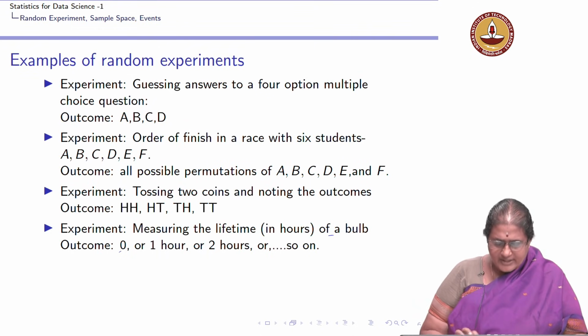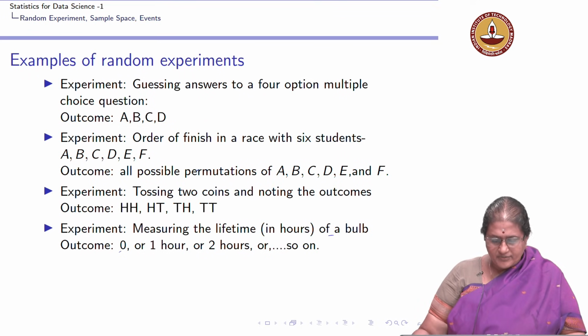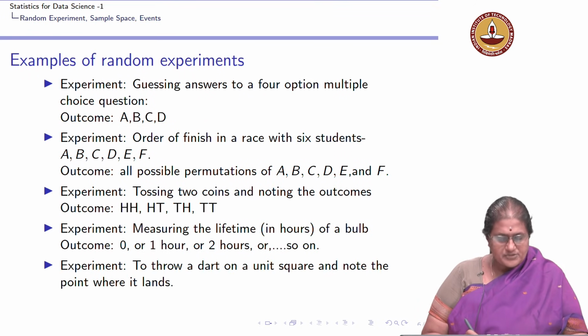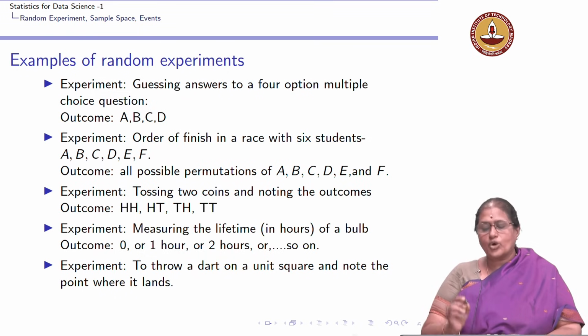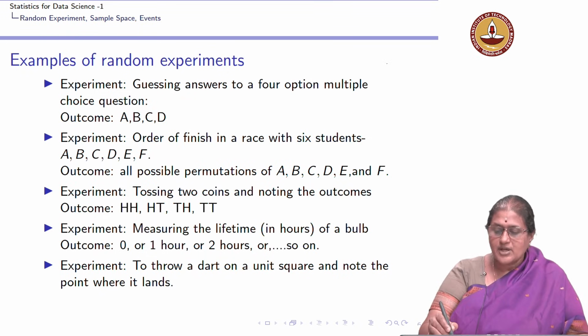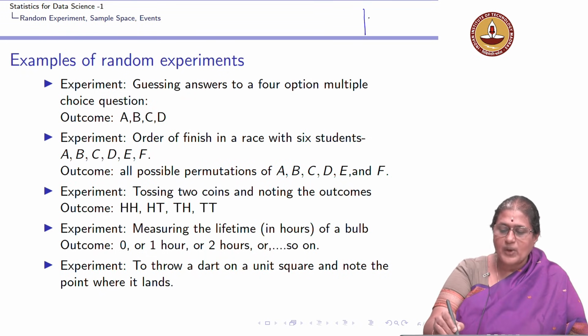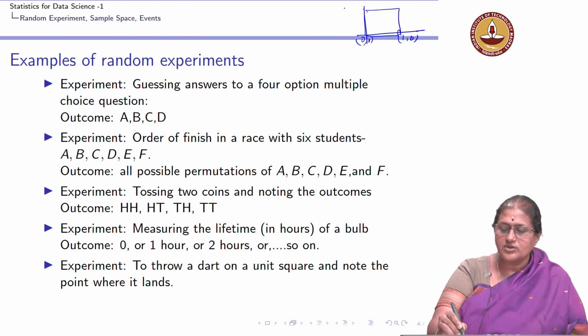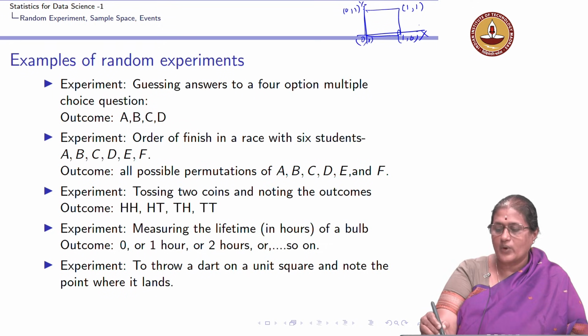Similarly, let us go to the next experiment. The next experiment we are going to look at is the experiment where I am throwing a dart. So, suppose I have a unit square here. For example, this is the point 0, 0, this is the point 1, 0, this is the point 0, 1, this is my x axis, this is my y axis and this is the point 1, 1.